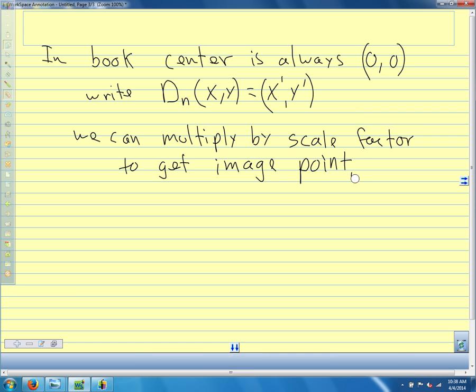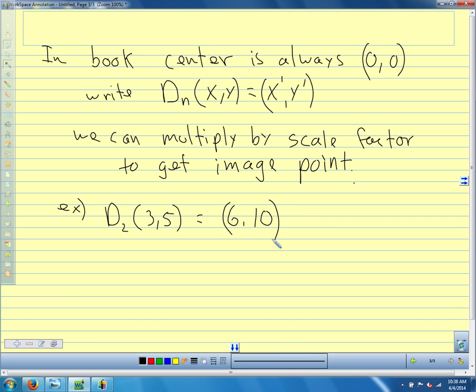So when our center is 0, 0, all we have to do to get our image point is multiply by the scale factor. For example, if we wanted to find the dilation with scale factor 2 of the point (3, 5), it's telling us to multiply everything by 2. So I get the point (6, 10). If we call this A, B, this would be A prime, B prime. We don't have to put the primes on the numbers, only if we name the point. So multiply. That's all we have to do for a dilation. If our dilation were a fraction, 1/2, we'd multiply by 1/2, which is the same as dividing by 2. So we're multiplying or dividing with dilations.